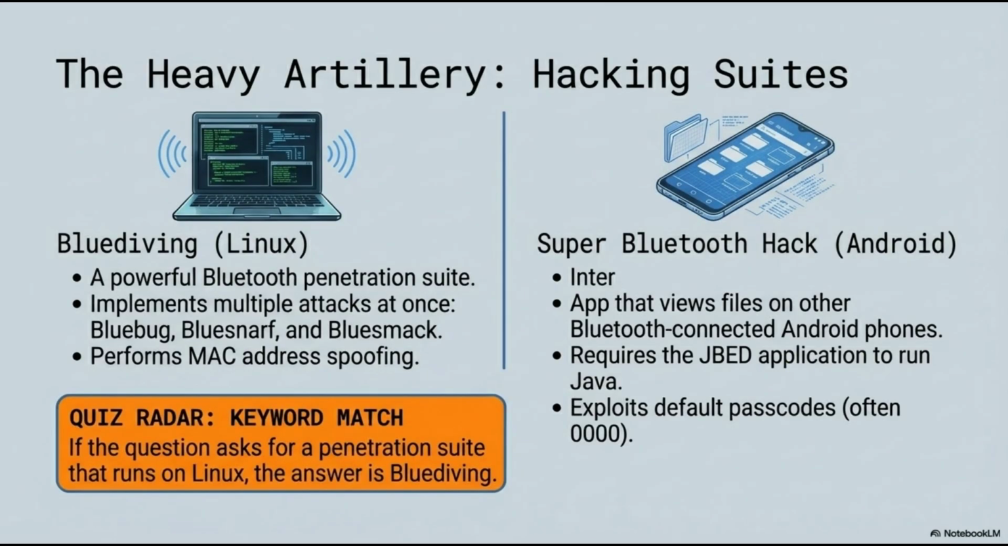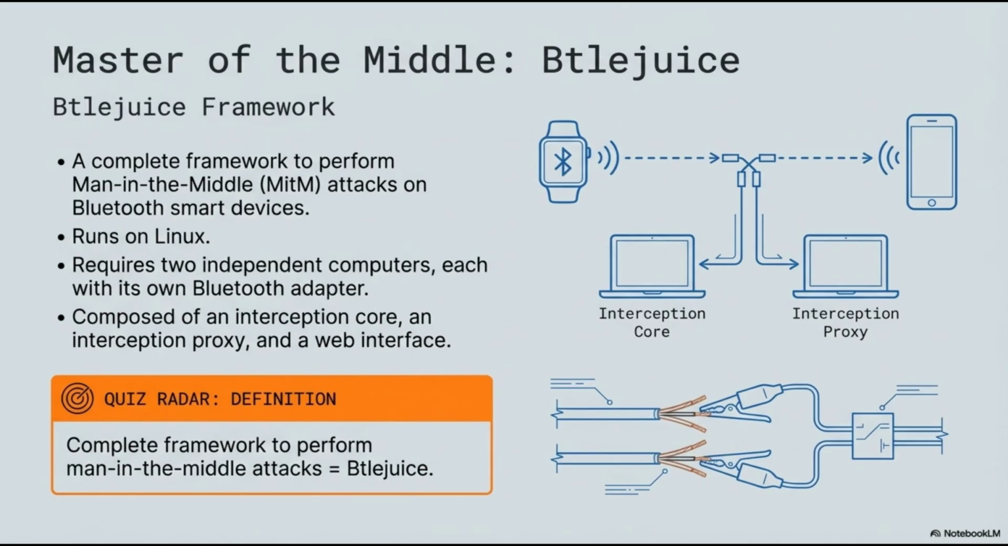Moving to slide 10, titled Master of the Middle, Betelgeuse. We touched on man-in-the-middle attacks earlier with MAC spoofing, but Betelgeuse is the complete framework for it. Dedicated tool. It targets Bluetooth smart devices, it runs on Linux, and physically it requires two independent computers, each with its own Bluetooth adapter. It's composed of an interception core, an interception proxy, and a web interface.